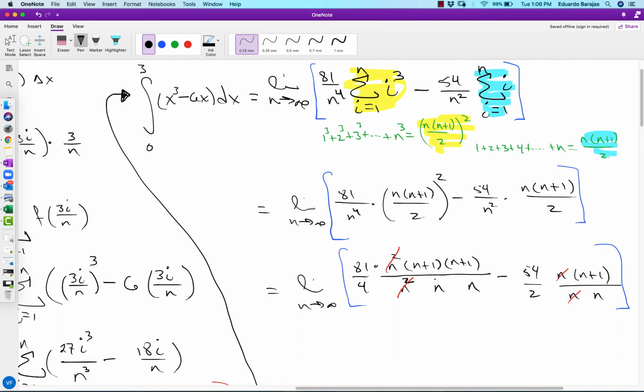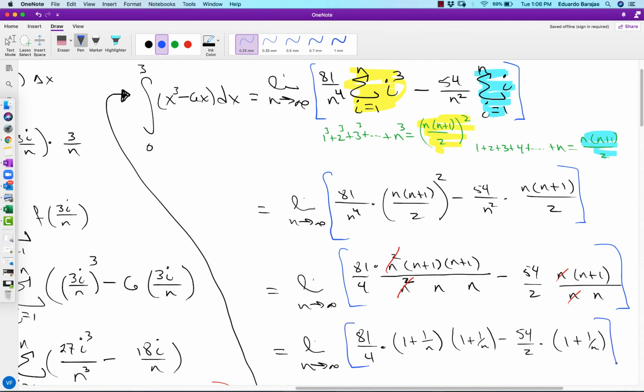And now these guys I can divide. So this becomes the limit as n goes to infinity of 81 divided by 4 times, and then if I divide these, I get a 1 plus 1 over n, and then another 1 plus 1 over n from here, minus 54 divided by 2 times another 1 plus 1 over n. Right. All of that gets influenced by that limit as n goes to infinity.